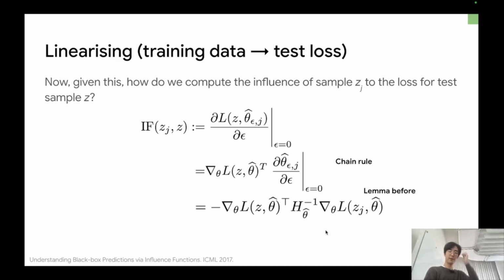So now we have the minus of the parameter gradient of loss at z times the inverse of Hessian times the parameter gradient at zj. Okay, and you put some minus here, and we define that as the influence function, which approximates the instantaneous contribution of this single training sample to the final prediction for sample z. Okay, that's it. So that's the influence function.